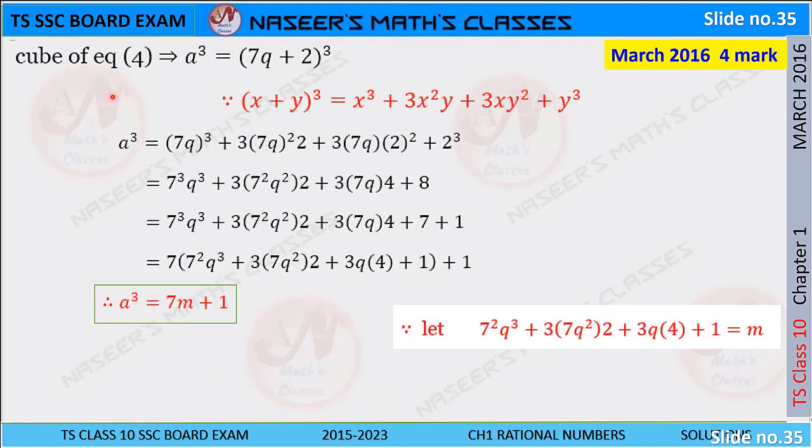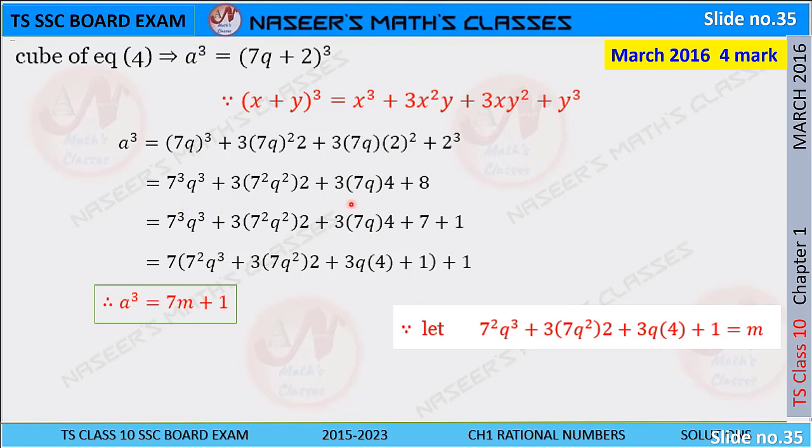Equation 4 is written as a cube is equal to (7q plus 2) whole cube. In RHS, (7q plus 2) whole cube is in the form of (x plus y) whole cube, which is equal to x cube plus 3x square y plus 3xy square plus y cube. By expanding RHS we can write it as (7q) whole cube plus 3 times (7q) whole square into 2 plus 3 times 7q into 2 square plus 2 cube. Here 2 cube means 8 and 2 square means 4.